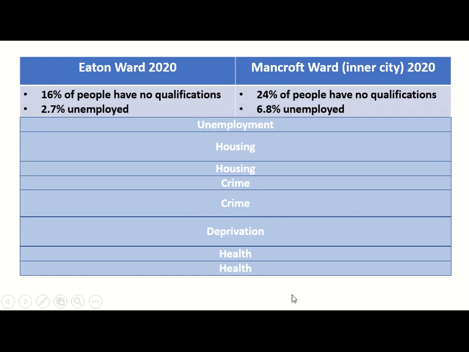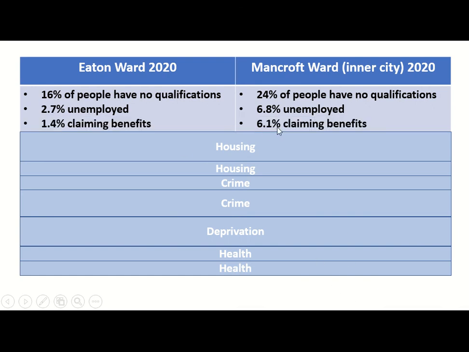Unemployment, again, 2 unemployment stats to compare. Percentage unemployed, Eton ward, and that will include people that don't need to work. 6.8% unemployed in Mancroft. The number of people claiming benefits also illustrates this. So of the 2.7% unemployed in Eton ward in 2020, only 1.4% of those people were claiming benefits. So essentially half the number of unemployed people claimed benefits, whereas nearly all the unemployed people in Mancroft claimed benefits, which tells you that these were people unemployed because they wanted to work but couldn't. These show you that half the people unemployed didn't need to work. Okay, so they might be retired or have lots of private wealth.